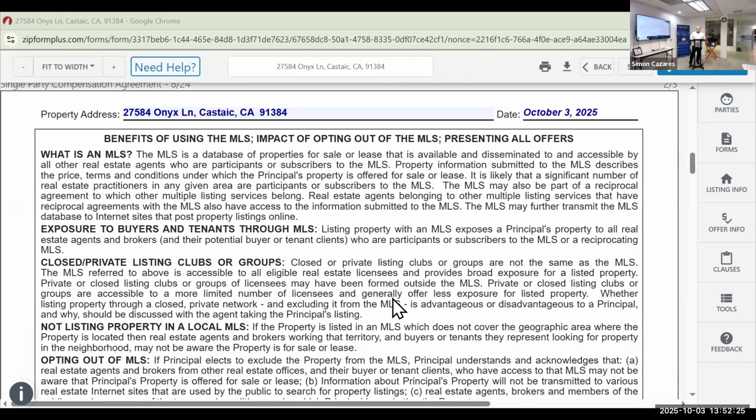Obviously, it goes into the benefits of using the MLS, opting out of the MLS. So this just gives you another layer. The ultimate goal, if you're going to be submitting an offer with a single party compensation agreement, the whole intent is, let me just list the property. Let me have that agency protection that I will protect you. And the beautiful thing is you may expose more buyers or more eyes on your property, meaning I can get you more price, better terms and conditions than just trying to sell it to this individual.